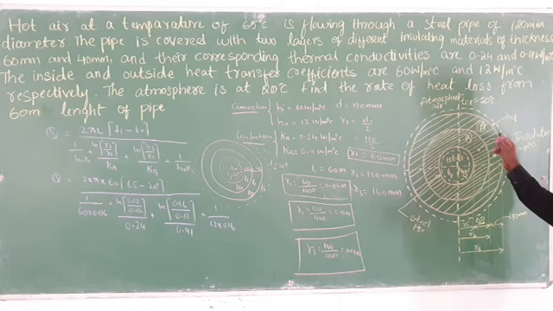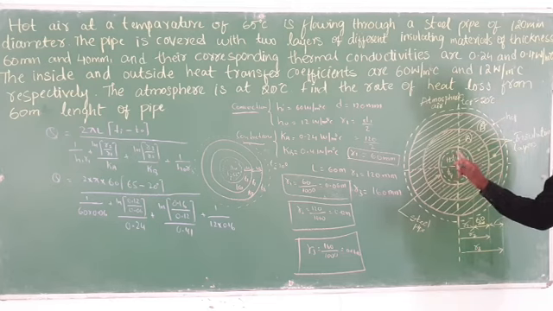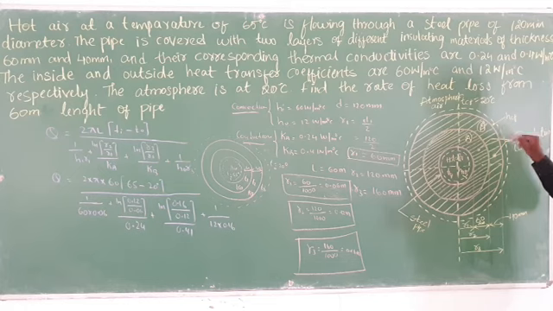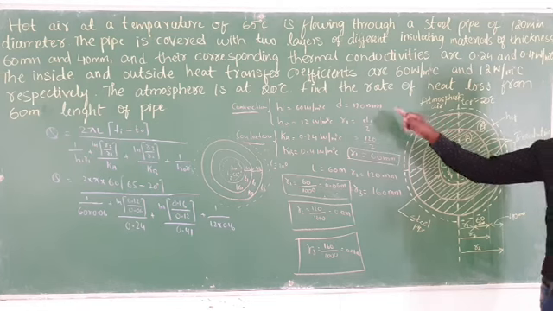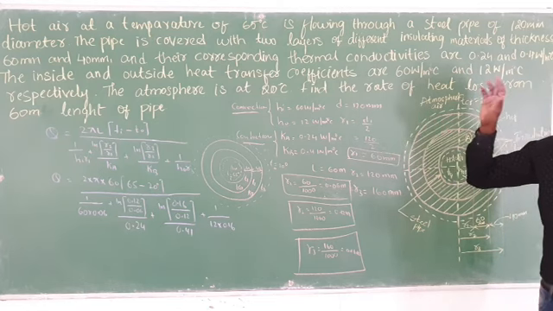After that, there is convection here. The temperature is given as 20 degrees. The inside convection is known as Hi and the outside convection is known as Ho. After that, the diameter given is 120 mm. Let it be in mm.